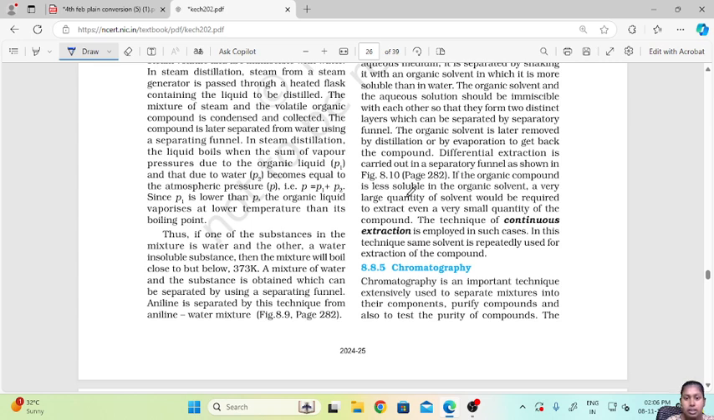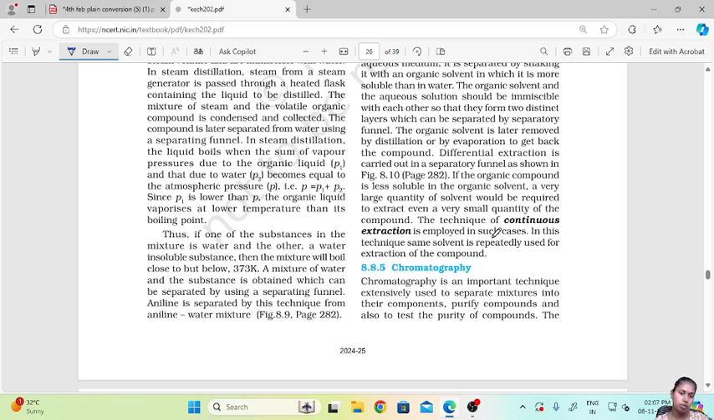Now, if your organic compound is less soluble in your organic solvent, then a very large quantity of solvent would be required to extract even a very small quantity of the compound, because the more solvent you add, the more compound will be dissolved in it. Now, the technique of continuous extraction is employed in such cases.